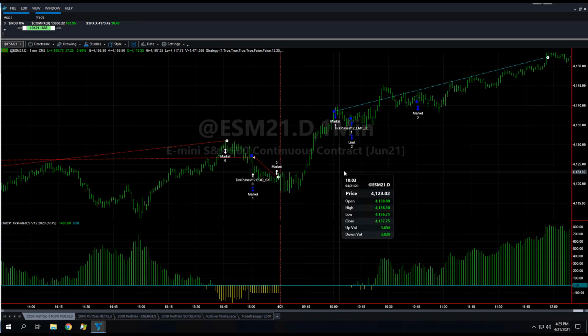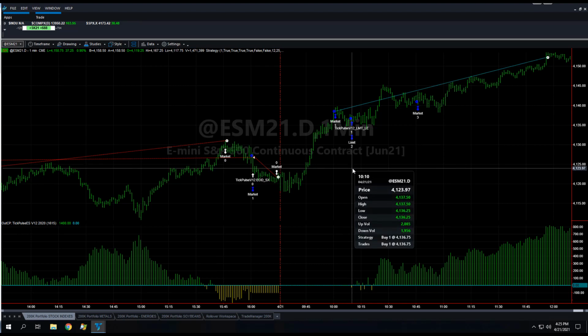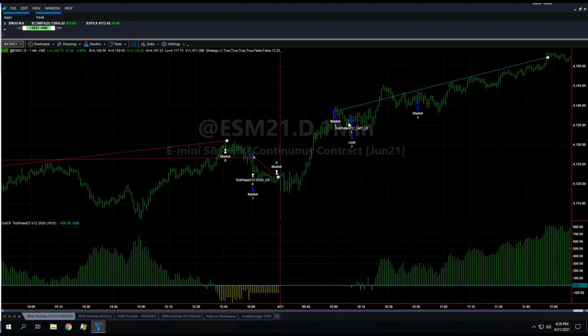And so here is Tick Pulse V12. And so the strategy, you see the strategy there, buy at 41.3675. The actual trade is buy one at 41.3675. So the bubble, you see the bubble there and the arrow there. The arrow is the signal and the bubble is the actual trade. This was another trade right there. So it'd be another trade.